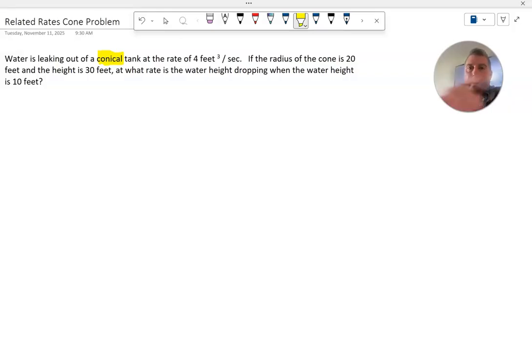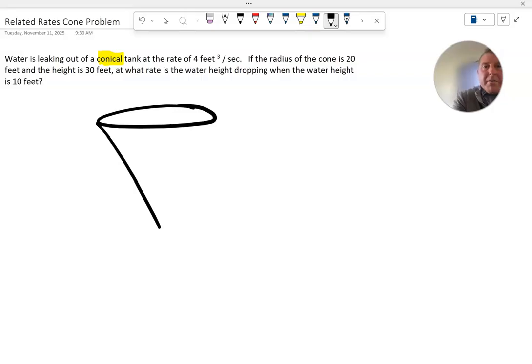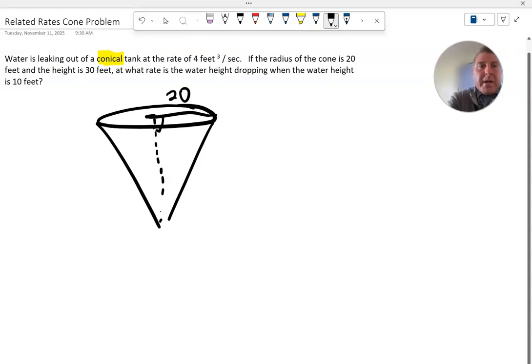So what I want to do is kind of go through the process of how I would think about solving this problem. The first thing I like to do is create a picture. So I'm going to draw a picture, right? I have a cone tank, like an ice cream cone, and the cone has 2 dimensions, radius, and here's the second dimension, height, right? And I happen to know that the radius of the original cone is 20 feet, so it's a big one. So the radius is 20, and the height of the original cone is 30.